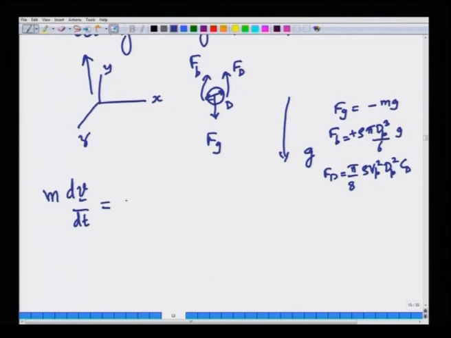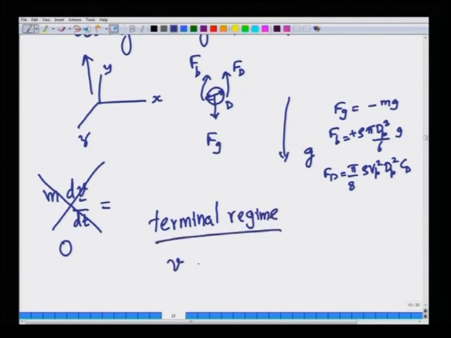At steady state, when the sphere has reached a velocity such that all the forces balance, its acceleration is 0. This is called the terminal regime, wherein the sphere velocity does not change with time; the velocity of the sphere is constant, independent of time.